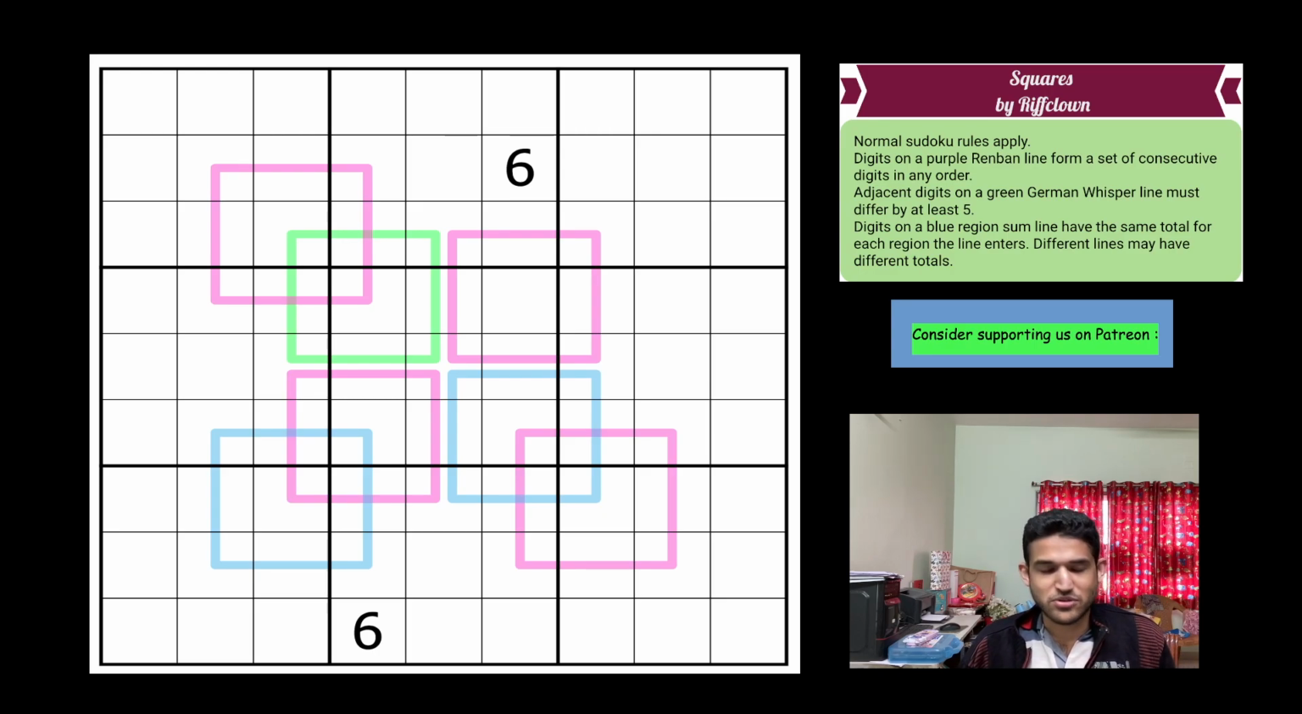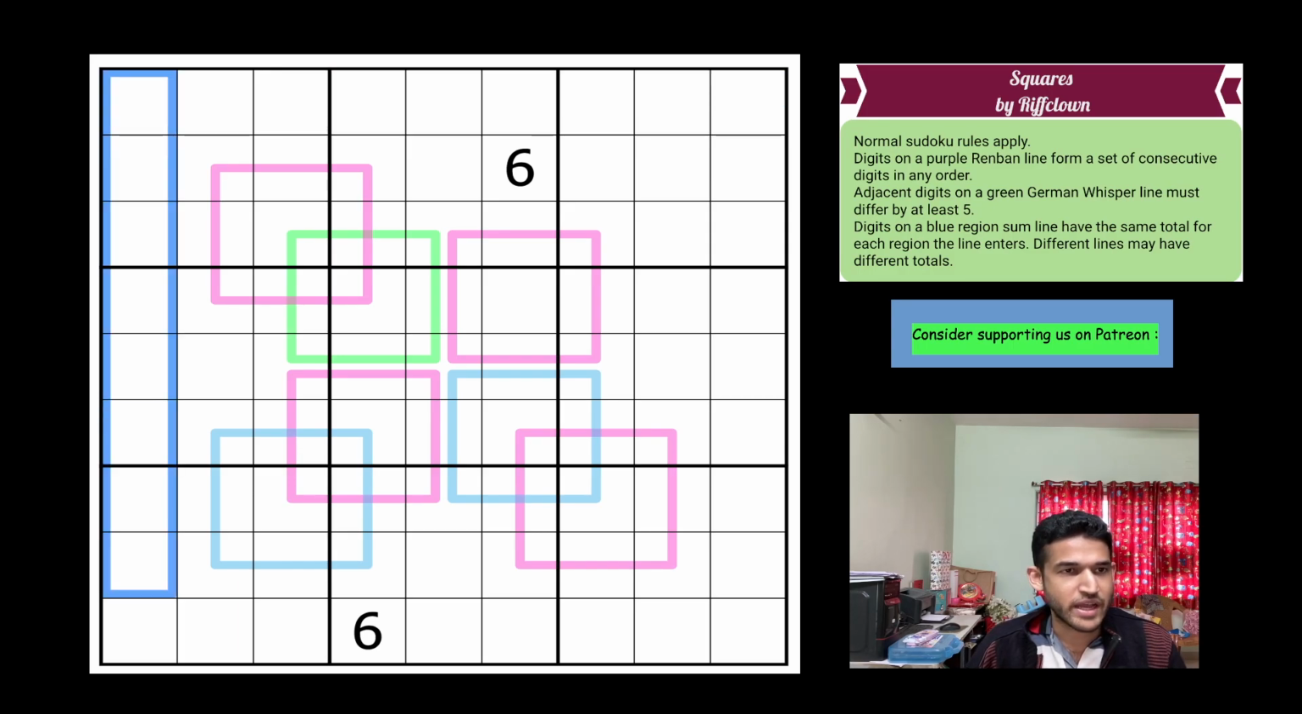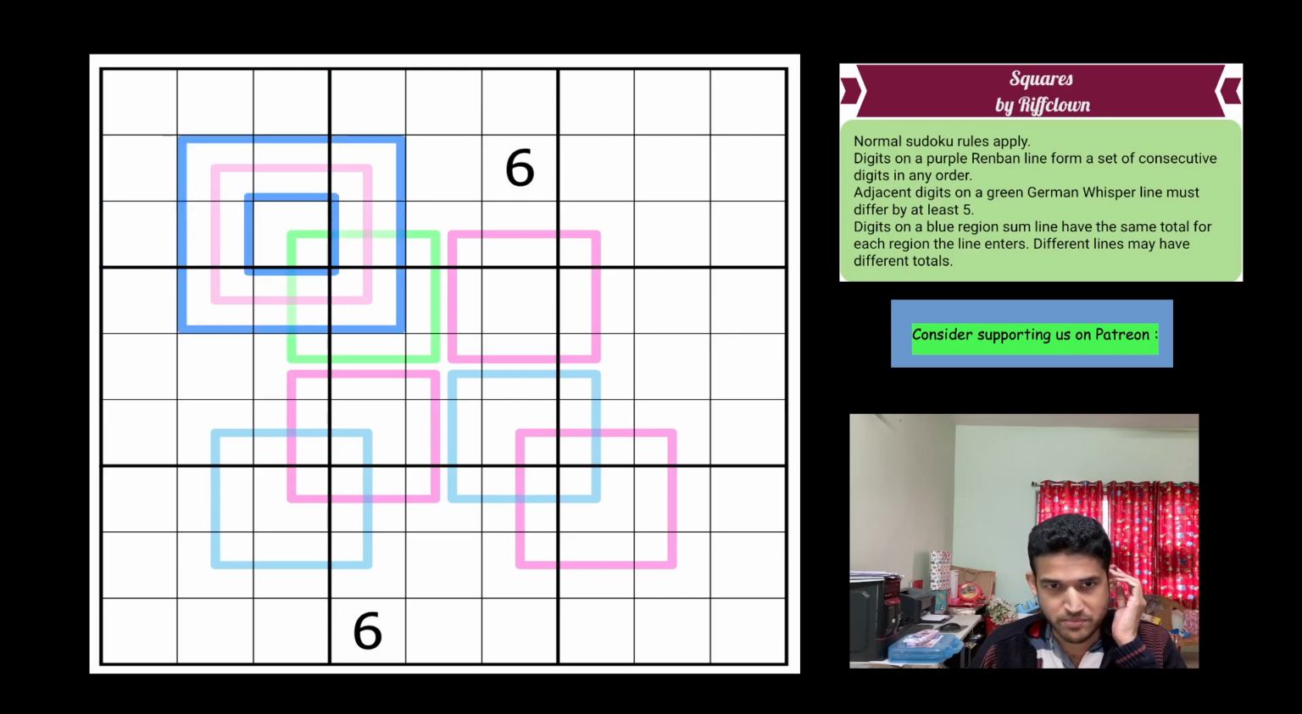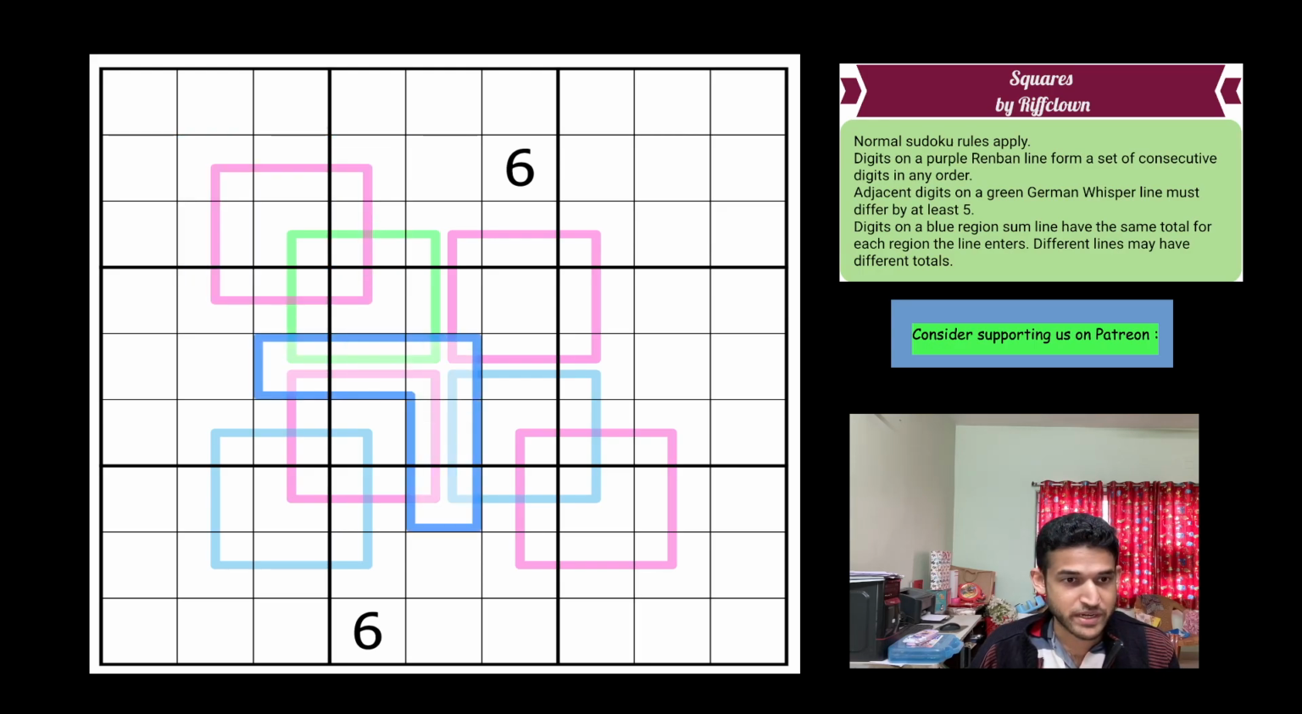Let's start the Sudoku now. Classic rules apply. Each row, each column and 3x3 box in the grid has digits 1 to 9 without any repetition. And then we have the variant rules. Digits on a purple Renban line, all these are purple Renban lines. It more looks like pink to me, but correct me if I'm wrong. These form a set of consecutive digits, right? So they can be in any order.